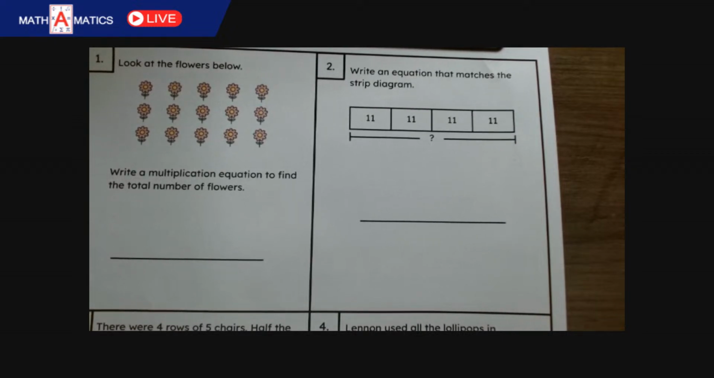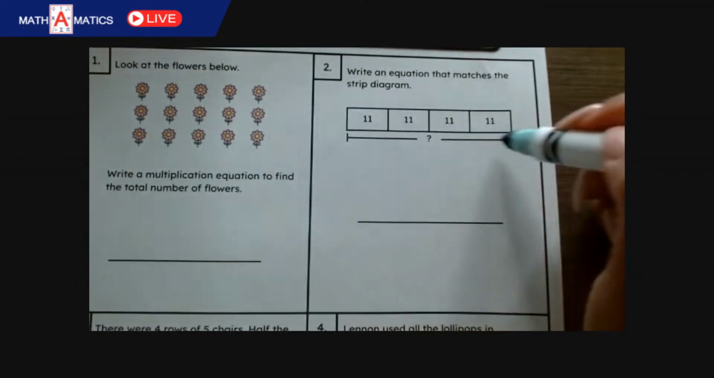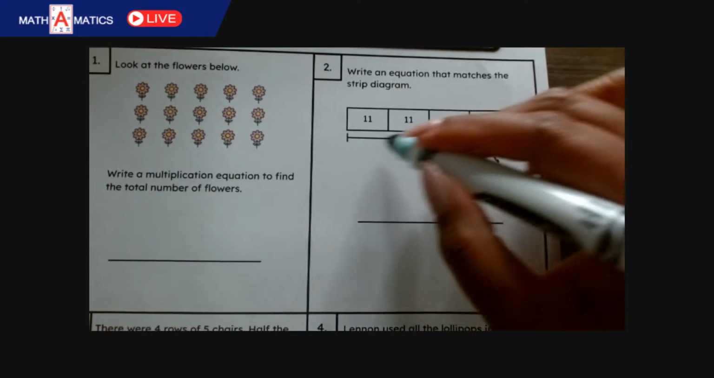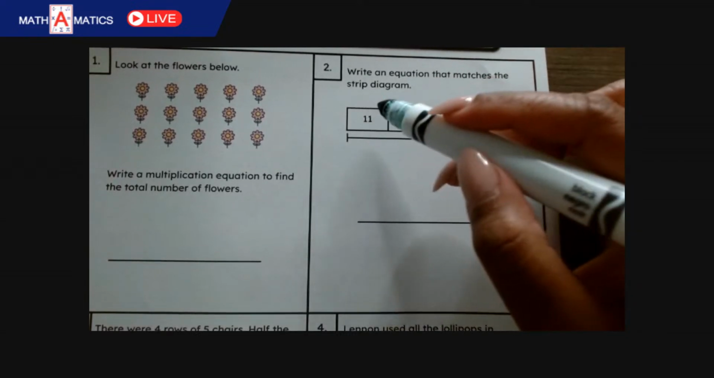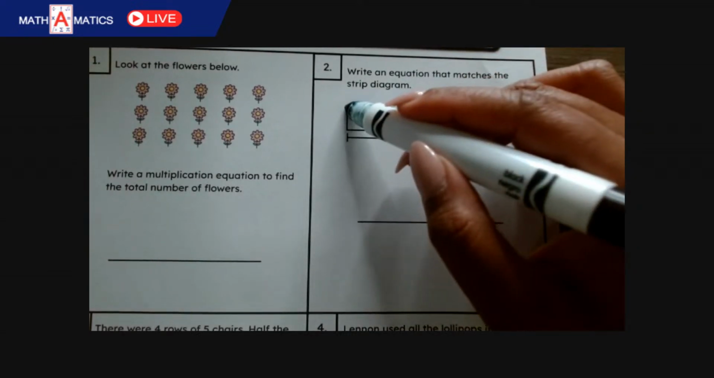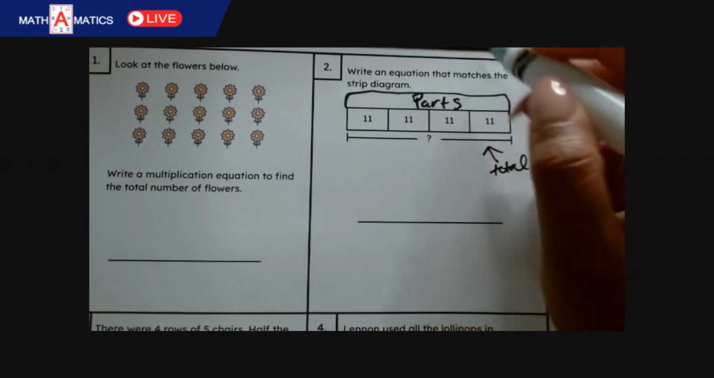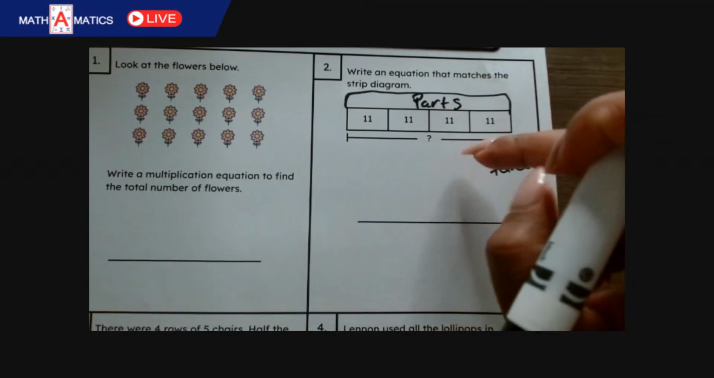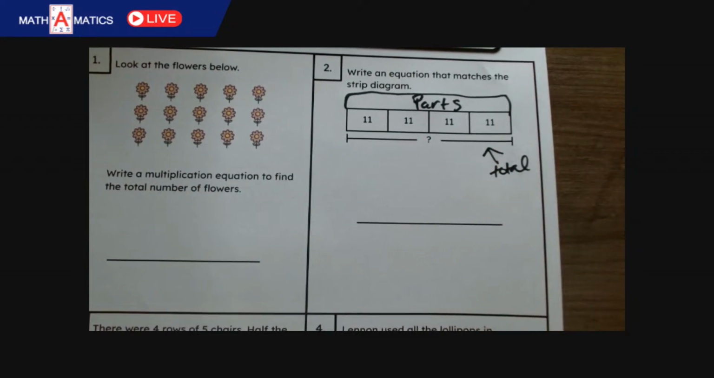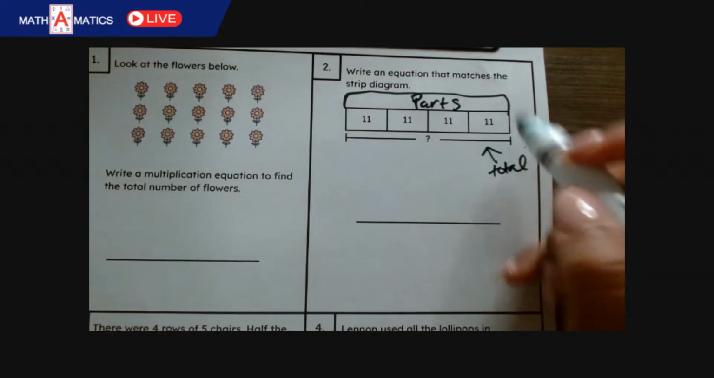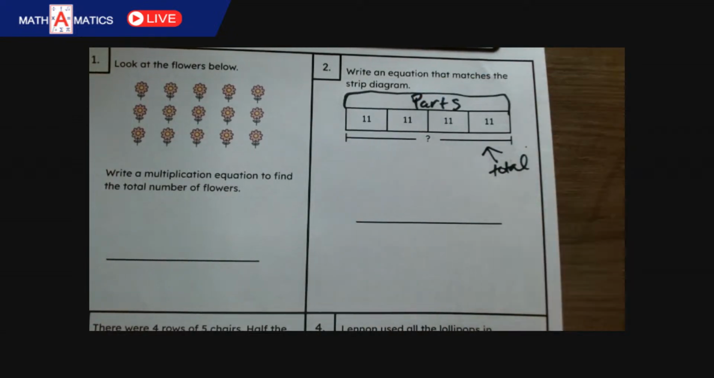So one thing about our strip diagram, let's talk about the parts of it. So usually we have a total. So this number here with the question mark, it's looking for the total. And then where we have these 11s here, those are the parts. And our parts always equal our total, just like an equation does. In an equation, our 2 sides have to equal each other. Same with our strip diagram. The total is going to equal whatever your parts are.